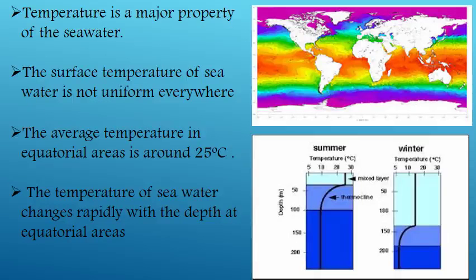On the upper surface it will be high, but as we go deeper and deeper, the temperature is going to become less. It will be uniform 4 degrees Celsius everywhere. That's what it shows: the upper surface of the equatorial area is 25 degrees Celsius, which is reflected in the image below, where summer and winter are shown as per the graph, showing that it is higher on the upper surface and lower after a certain level, after 2000 meters.